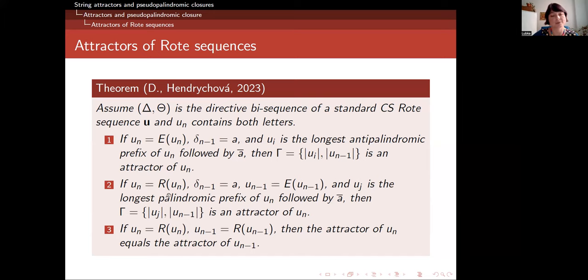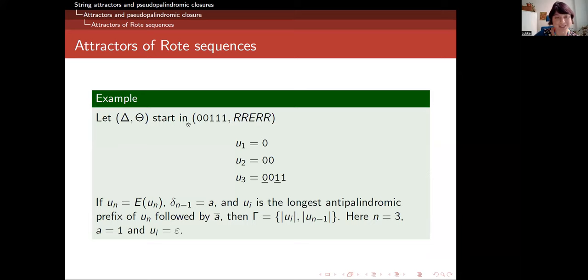And there's the easiest possible situation when there are two consecutive palindromes, then the attractor of u_{n-1} is the same as the one of u_n. So in my last 2 minutes, let me illustrate this. For instance, if you consider the directive bi-sequence starting with this prefix, then u_1, u_0 contain just one letter, and u_3 is of this form 0, 0, then you read one here, and you make the antipalindromic closure. So your factor u_3 is an antipalindrome, and the letter delta_{n-1} is this one. So you search for the longest antipalindromic prefix followed by 0, which is the empty word. So you will have the 0 here, and then the length of u_n minus 1, so this position in your attractor.